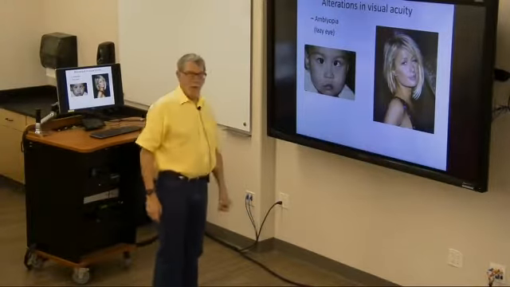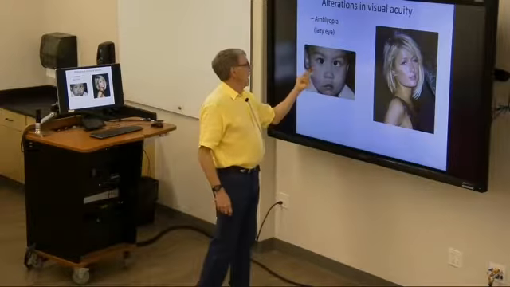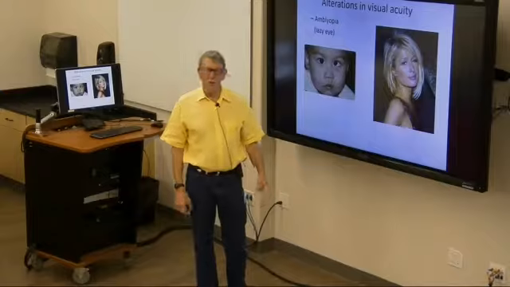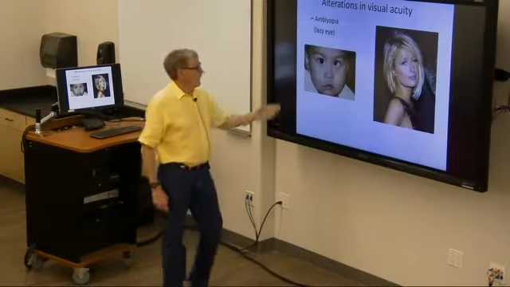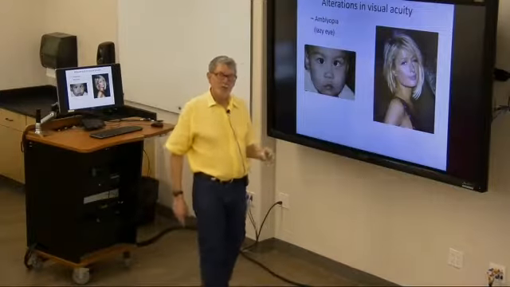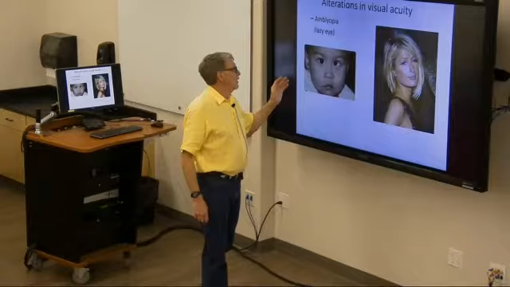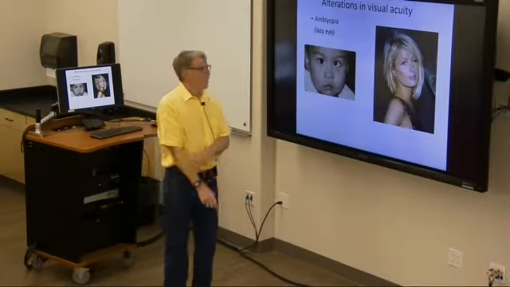Here's strabismus, amblyopia, lazy eye. This baby is cross-eyed. They can surgically tighten muscles and stuff. There are some things that they can do, although it's still a pretty difficult condition.